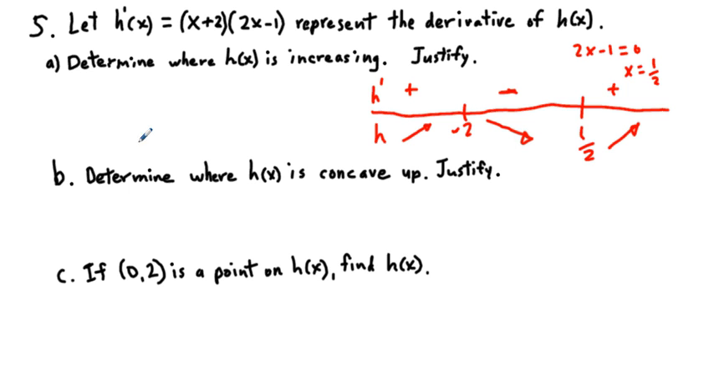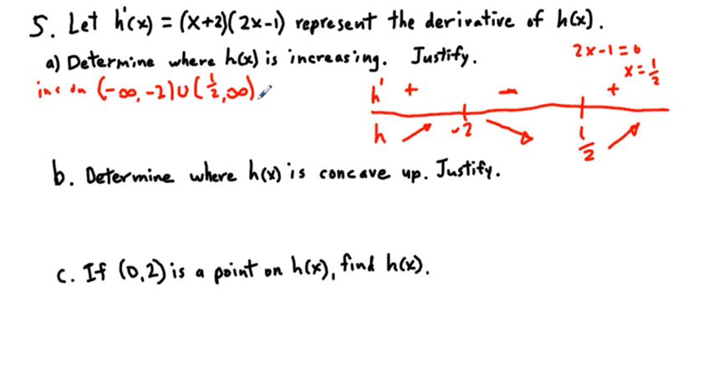So let's see. Determine where h of x is increasing. Okay, increasing on negative infinity all the way to negative 2, union 1/2 comma positive infinity. Okay, good. Determine where h of x is concave up.